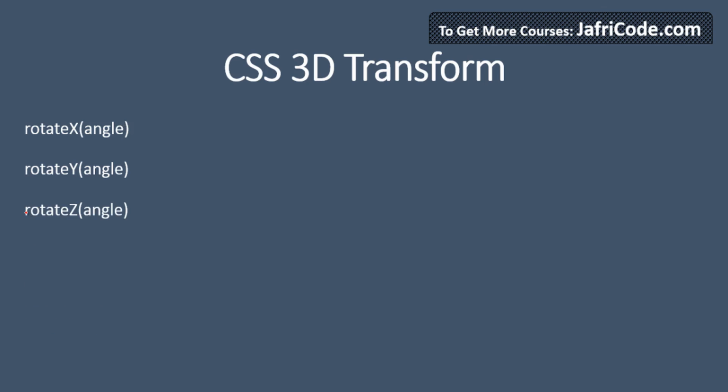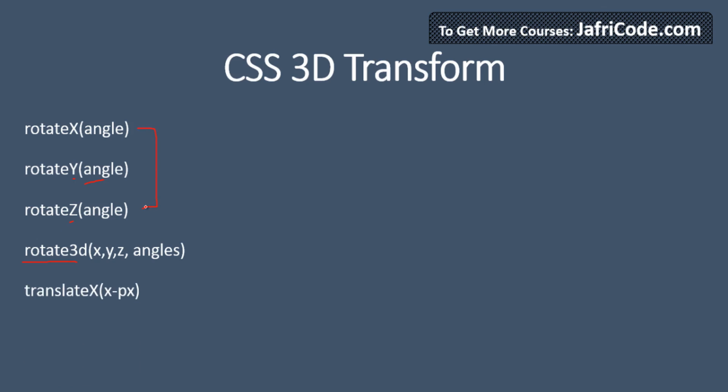Here you have to provide an angle, X axis, Y axis and Z axis. On the basis of the angle, it will rotate on the y-axis, x-axis and z-axis. And you can also mention three values in one. This is actually a shorthand property for these three values.